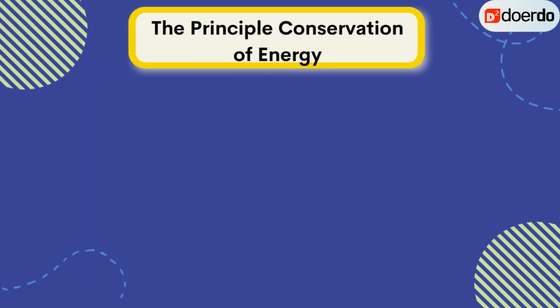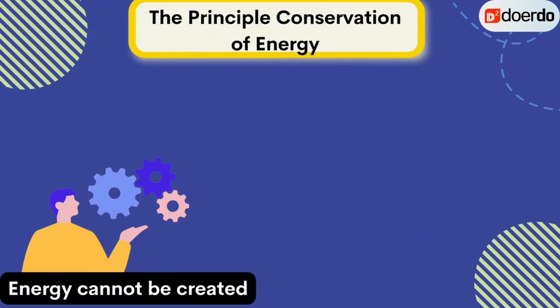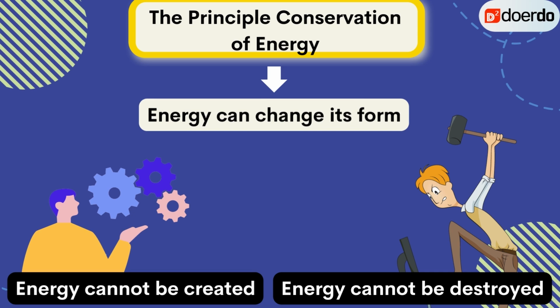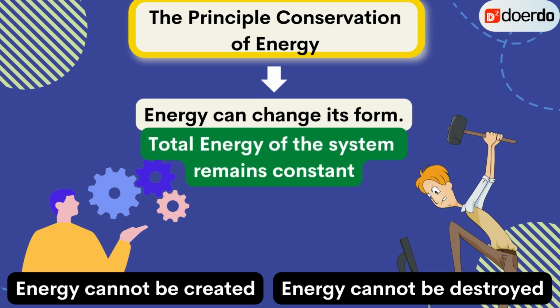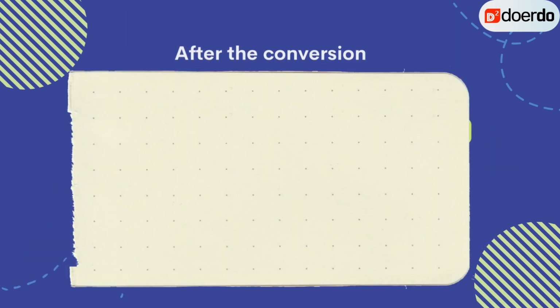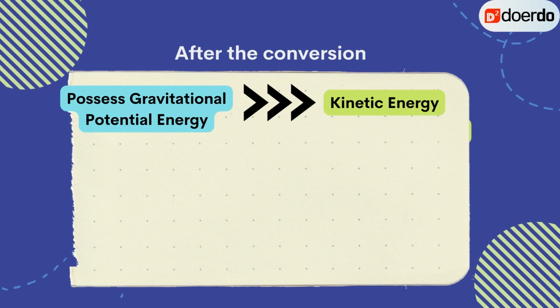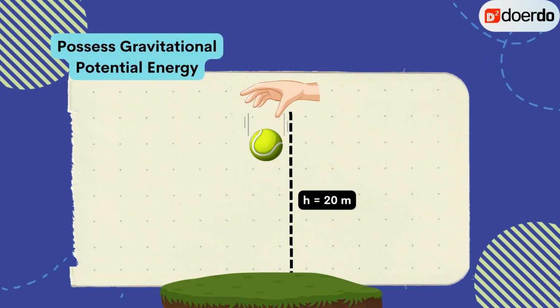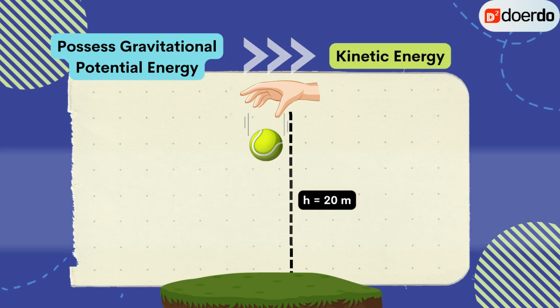The principle of conservation of energy states that energy cannot be created or destroyed, however, it can change its form. So the total energy of the system remains constant. This means, after the conversion of one form of energy to another, the total initial energy should be equal to the total final energy. This means that the amount of gravitational potential energy converted and the kinetic energy gained must be equal to each other.